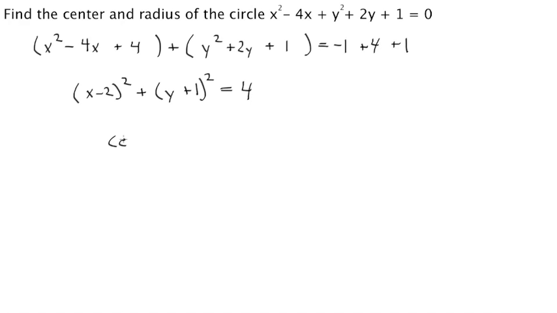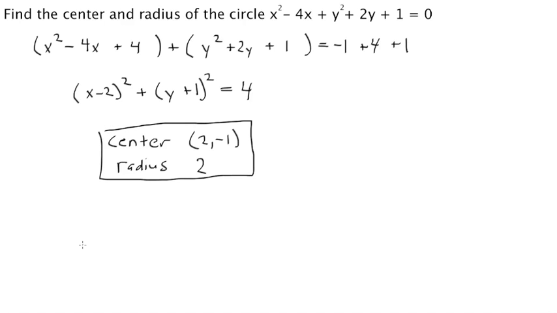So the center, I know then, is going to be 2 comma negative 1. Remember, it's x minus h plus y minus k, so we change the sign of whatever's there. And then the radius is just going to be the square root of whatever number is over here. So the square root of 4 is 2. So there's our final answer. The center is at 2 comma negative 1, and the radius is 2.